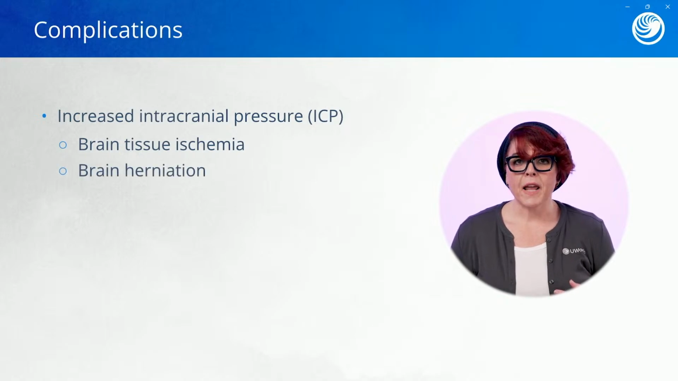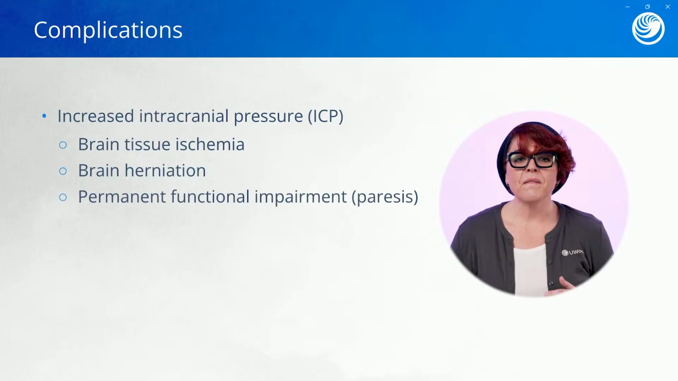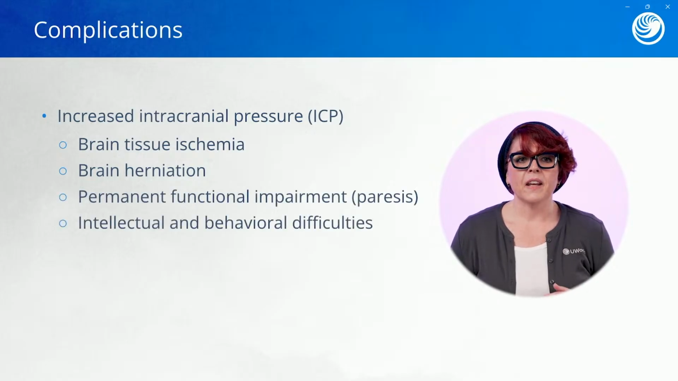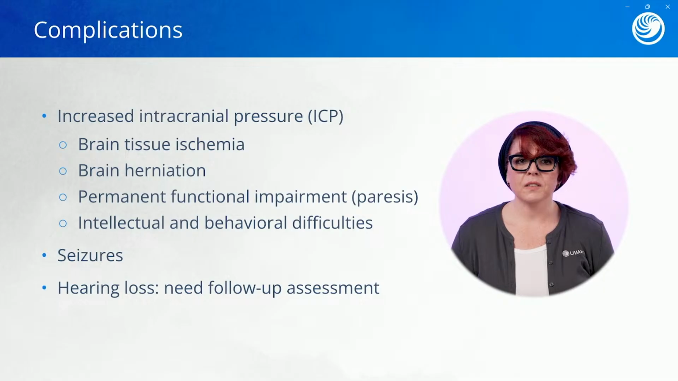Your brain can herniate. There's only so much room in your cranial vault. It's 80% brain, 10% blood, 10% cerebral spinal fluid. You only have so much room in there, and when you have too much pressure, your brainstem will herniate. This leads to permanent functional impairment and intellectual and behavioral difficulties, even seizures. If the patient even survives, they end up with hearing loss, and eventually they can die.